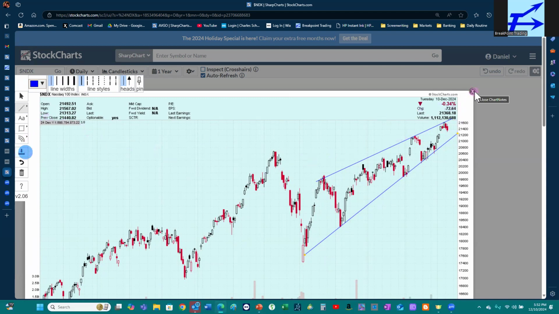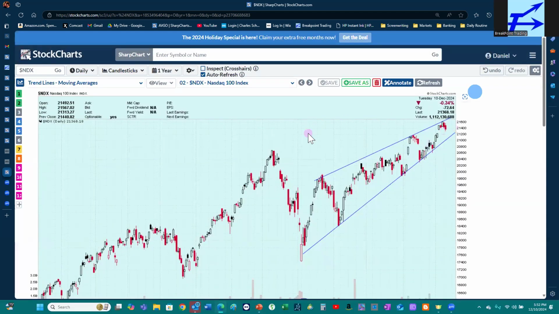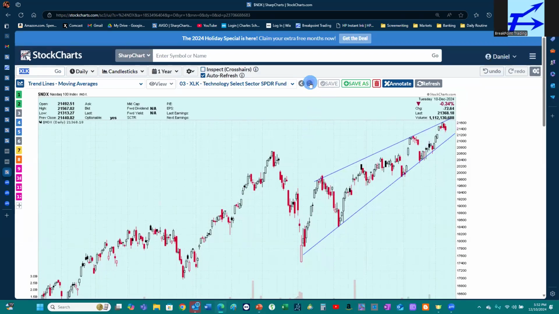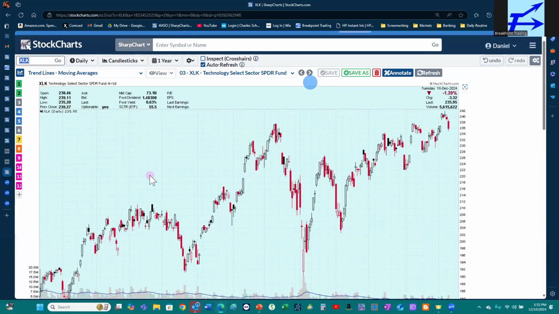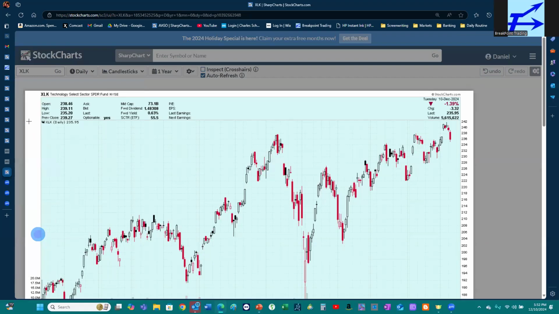So that's right there is a trend line. And we'll wait for the moving averages. Here's XLK technology, same thing.